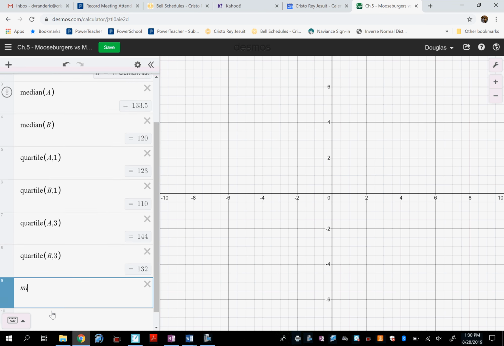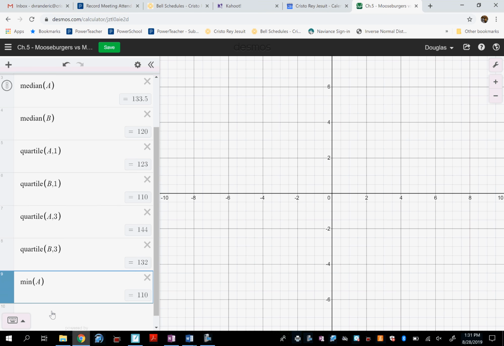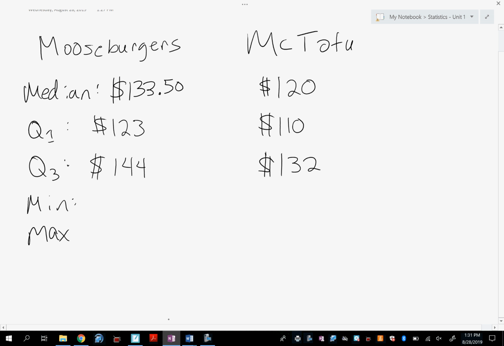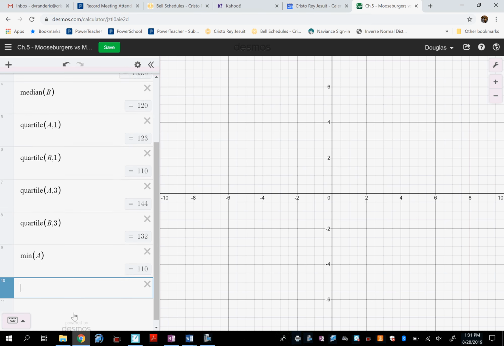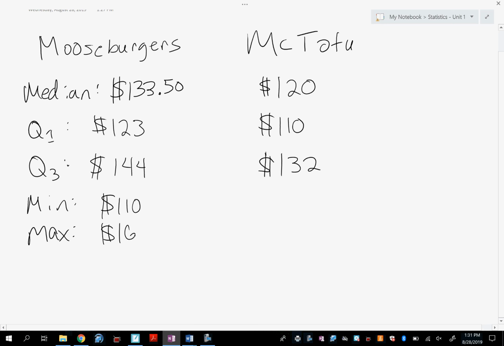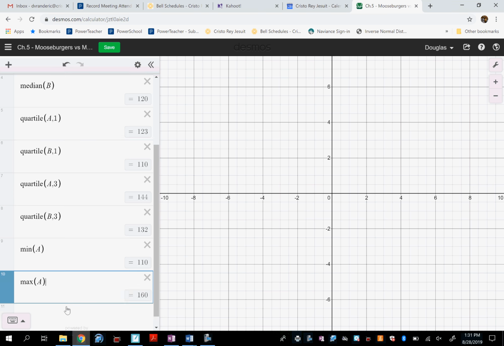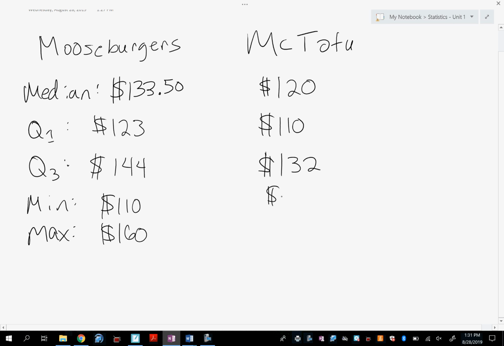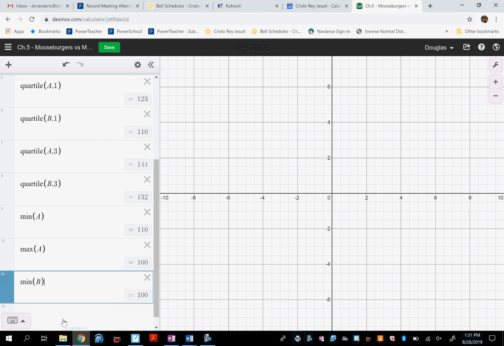So if you type in MIN of your data values, so we have data set A, the min of Moose Burgers is 110. And the max of Moose Burgers is 160. Do the same thing for McTofu. 100 for McTofu. And for the maximum, 180.